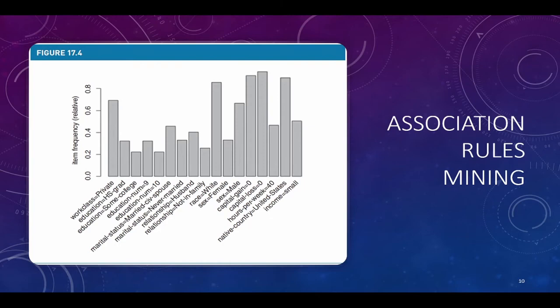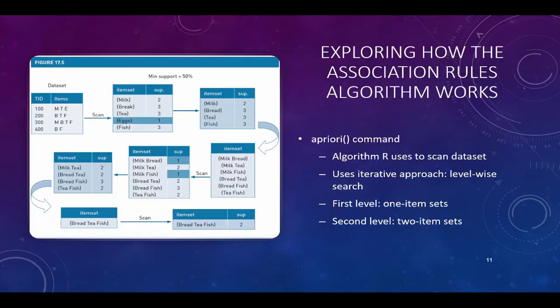So using this data set, let's look at how we can generate some rules using the apriori command. I don't know how to say it. I don't know if you can say it. I've never had to say it before. I just know it's like this command.